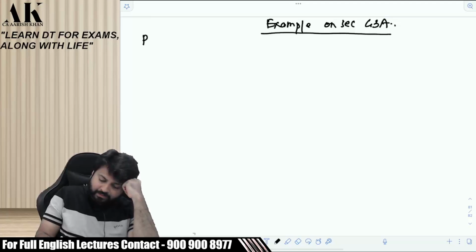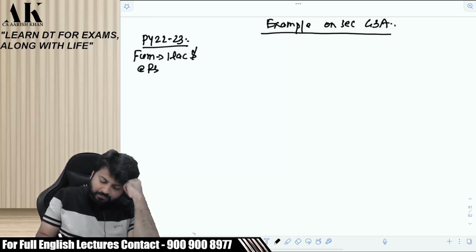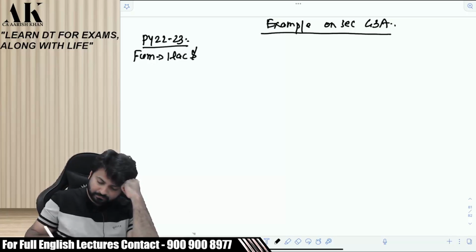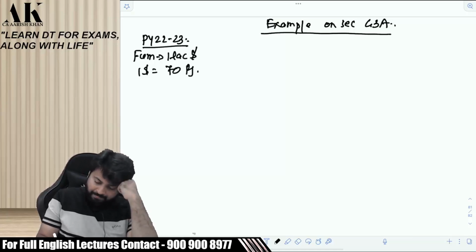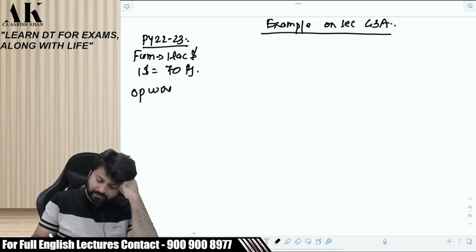Suppose this is previous year 22-23 and I purchased a furniture of $1 lakh. Today the rate is $1 is equal to 70 rupees. Okay. So what will I do? Nothing. Opening WDV, say nil.